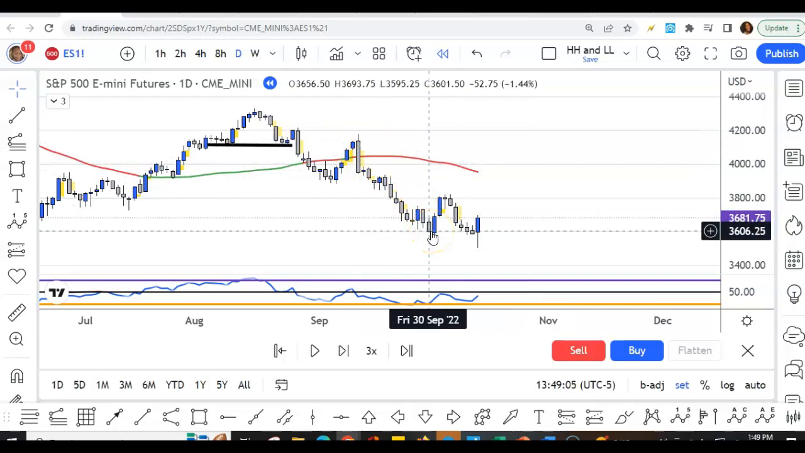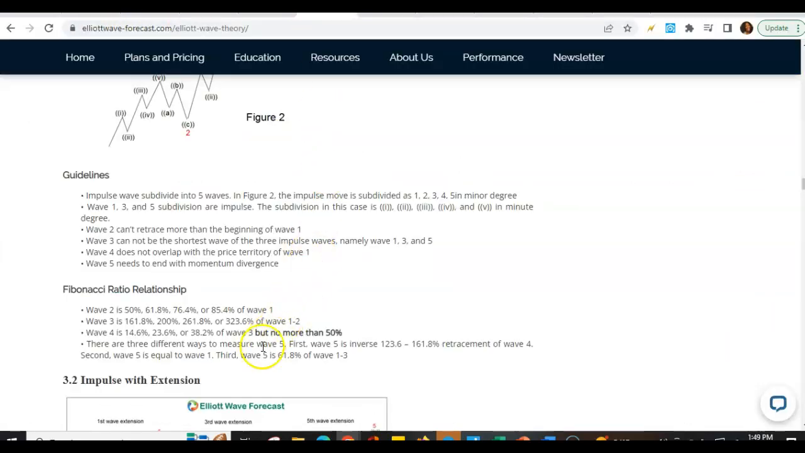And then wave 4, just keep it simple. Wave 4 can't retrace more than 50%. On these rules right here, it'll give you some other levels where wave 4 can retrace to, like the 14, the 23.6, 38.2. I just keep in mind that it's no more than 50%. So I know that's wave 4.